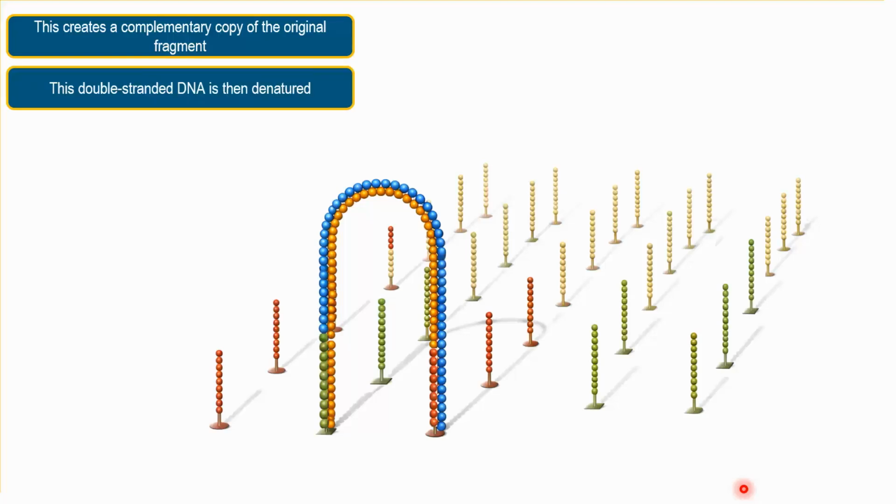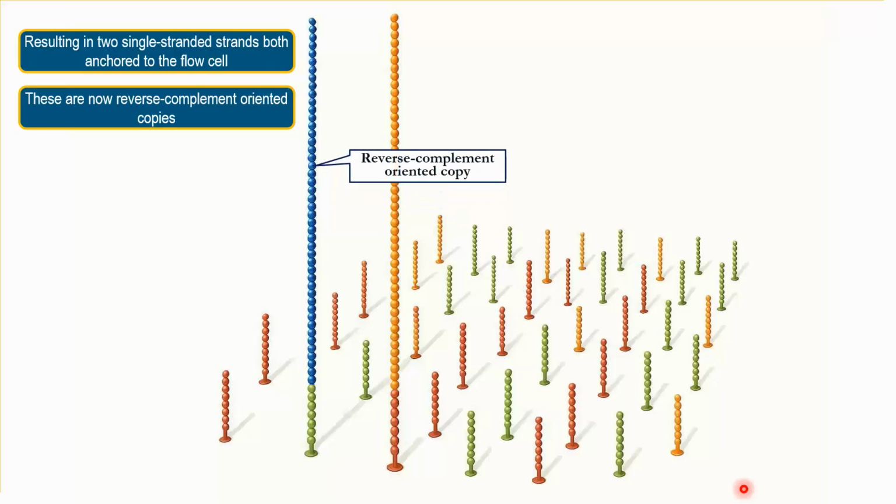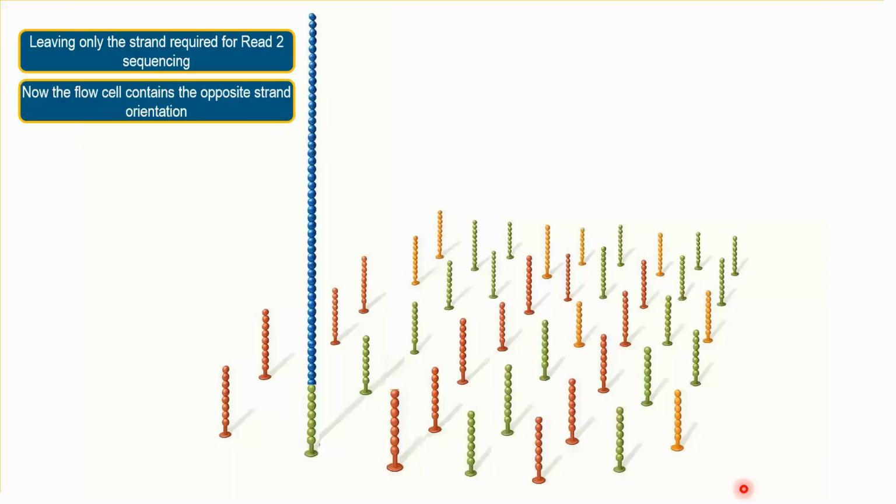This double-stranded DNA is then denatured, resulting in two single-stranded strands both anchored to the flow cell. These are now reverse complement-oriented copies of each other. Next, one strand is selectively clipped and washed away, leaving only the strand required for read 2 sequencing. Now the flow cell contains the opposite strand orientation. Again, 3' ends are blocked to prevent rebridging.